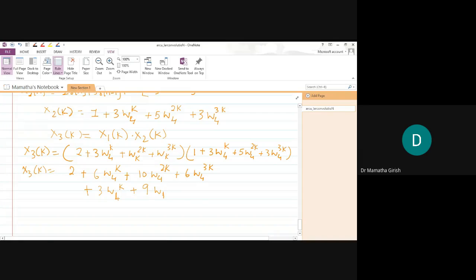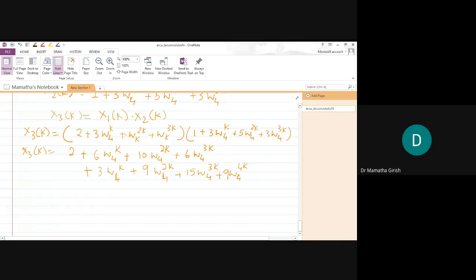Please note that w4 to the power of k into w4 to the power of k is w4 to the power of 2k, by the exponential formula. Next, 3 fives are 15; w4 to the power of k into w4 to the power of 2k is w4 to the power of 3k. The next term is 3 threes are 9; w4 to the power of k into w4 to the power of 3k is w4 to the power of 4k. Done with the second term.